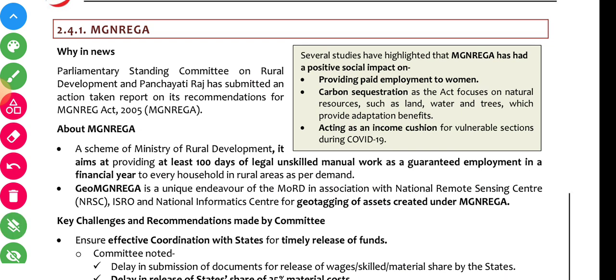Next is MGNREGA. MGNREGA was created in 2005 under the Mahatma Gandhi National Rural Employment Guarantee Act 2005. About MGNREGA: at least 100 days of legal unskilled manual work as a guaranteed employment in a financial year. Audit is conducted by CAG for MGNREGA workers.